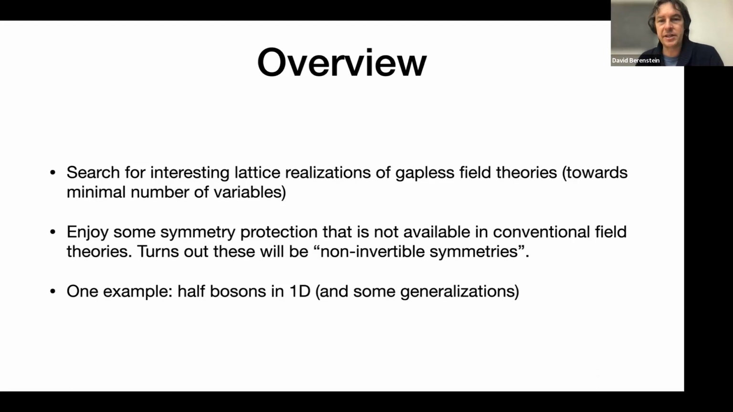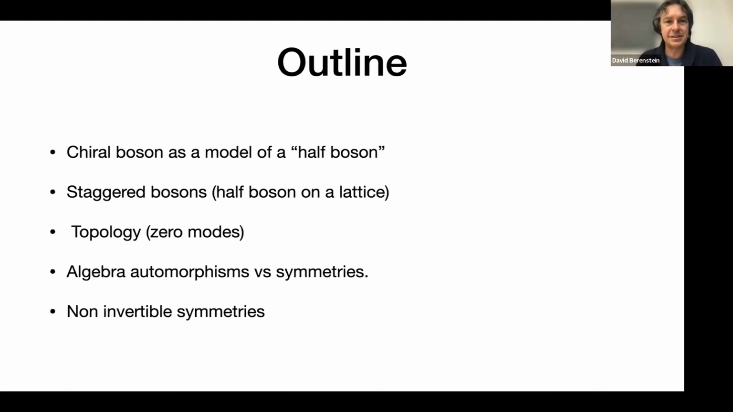So this is kind of the overarching goal, and then the details are, I'll talk about the chiral boson as a model of a half boson and tell you that that was the inspiration for a lot of this stuff. And then I'll tell you how to put it on a lattice, or rather how to get a close analog of it on a lattice. And then we'll talk a little bit about topology, which really means zero modes.